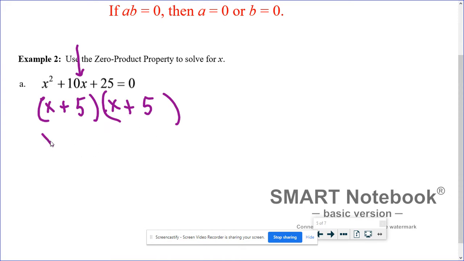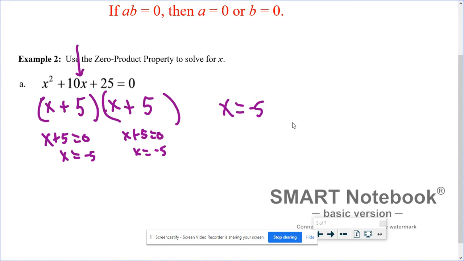But then you just take each one separately and set it equal to 0. So in this case, they're the same, but I'm setting them equal to 0 and solving now this linear equation. So just subtract 5 to the other side. So x is equal to -5 in both cases. So really, for this specific example, you just have the answer is x is equal to -5. If they were different answers on both sides, then you'd have two answers.